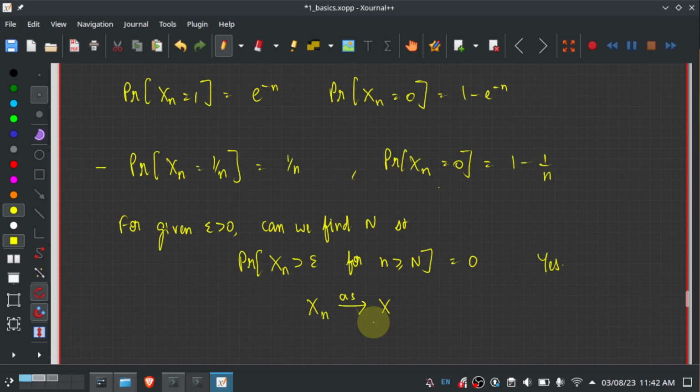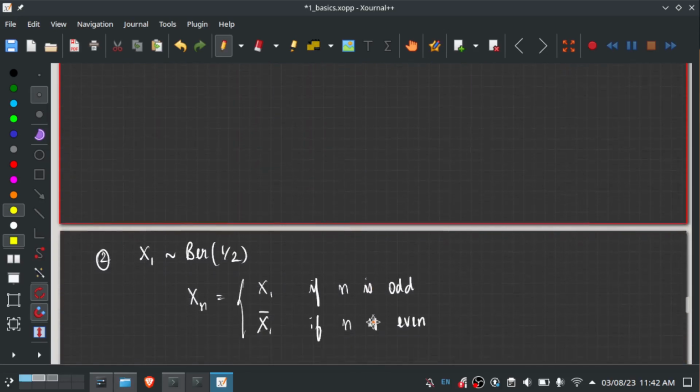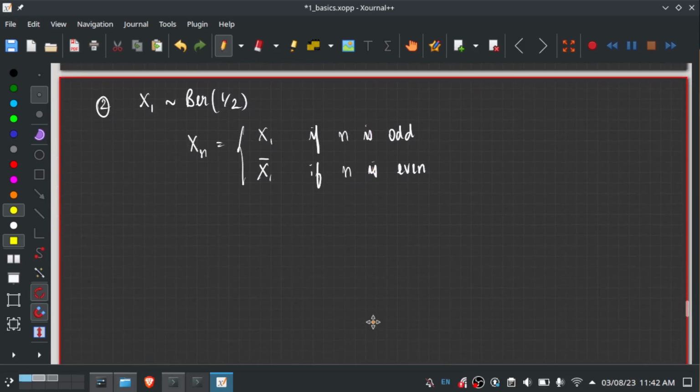Okay. So you see that almost sure convergence is a stronger notion of convergence than the others, right? And in fact, that is true. Now, let's see an example where you have a sequence of random variables which converges in distribution, but not in any other sense.